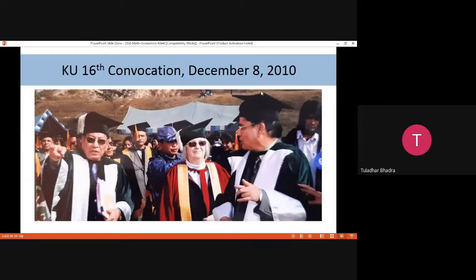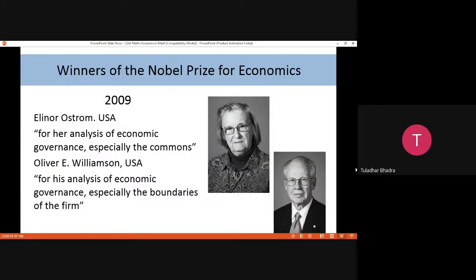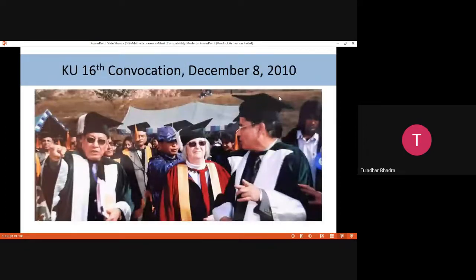So we invited her. She obtained the prize in 2009, and in the next year, we invited her for our convocation. I was registrar at the time, since I had met her earlier. So she became the chief guest at the 16th convocation, which was held on December 8th. So you see, she is the guest, and I'm here as registrar, escorting her to the convocation.